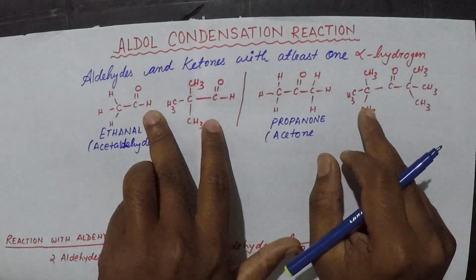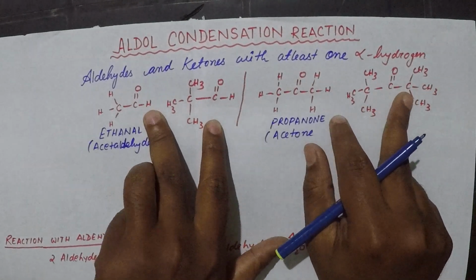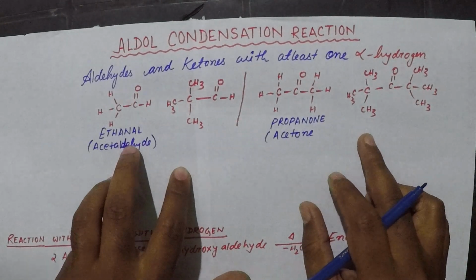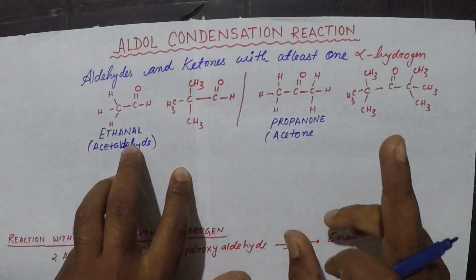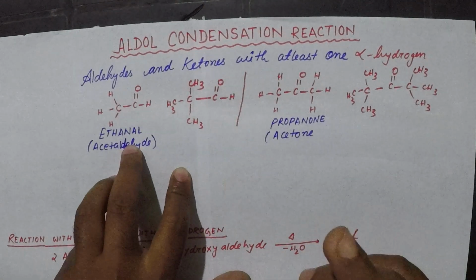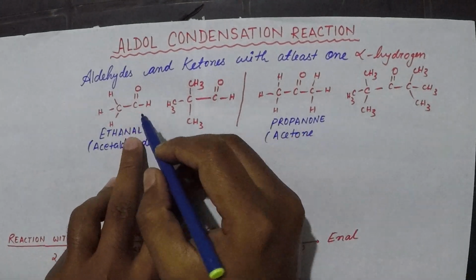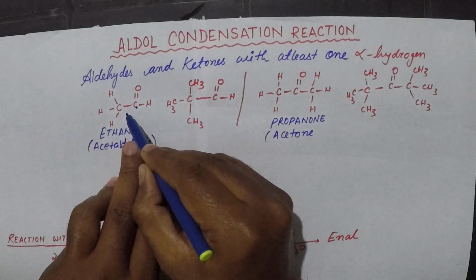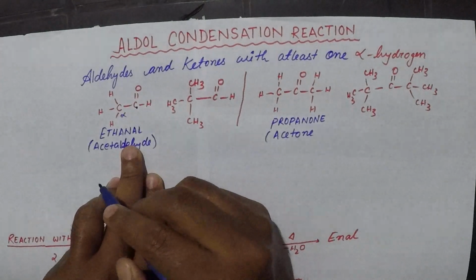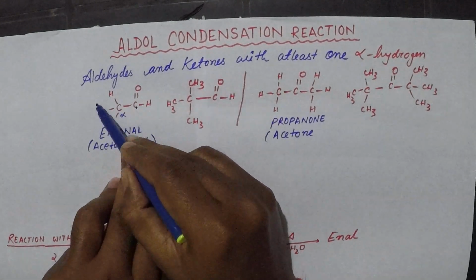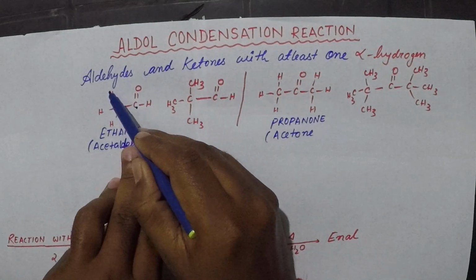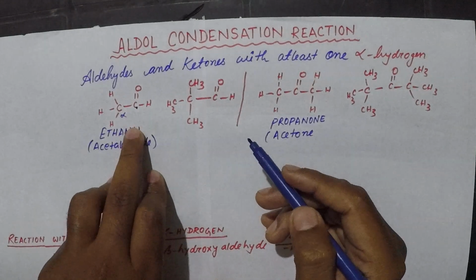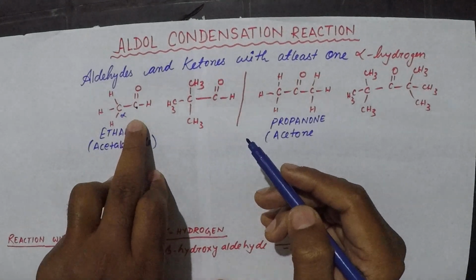The first two structures are aldehydes and the next two structures are ketones. Now let us see the first structure, that is the structure of ethanal or acetaldehyde. We know that in aldehydes and ketones, the carbon which is bonded to the oxygen with a double bond is known as the carbonyl carbon. So this is a carbonyl carbon here. Now the carbon which is directly bonded to the carbonyl carbon is known as the alpha carbon. If that alpha carbon has hydrogens, here we can see that there are three hydrogens, those hydrogens are known as alpha hydrogens. Therefore in ethanal we have three alpha hydrogens and it will show Aldol condensation reaction.